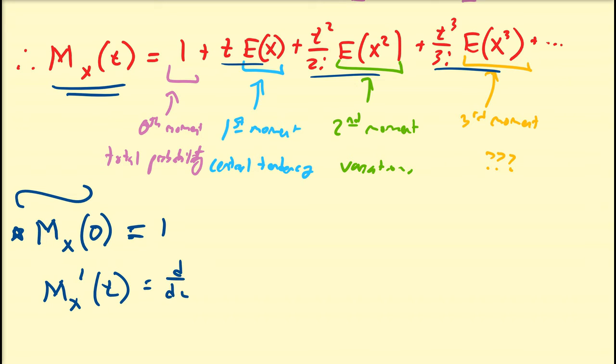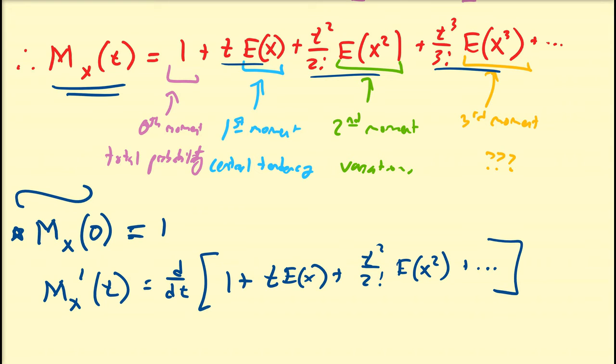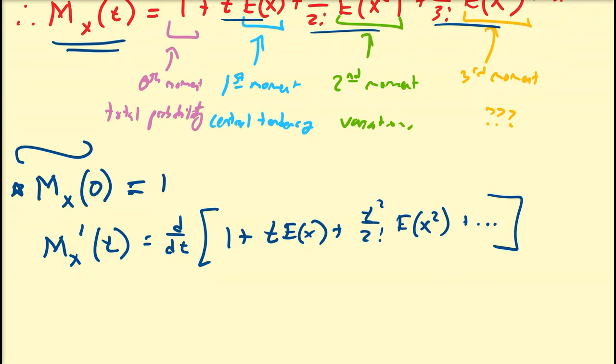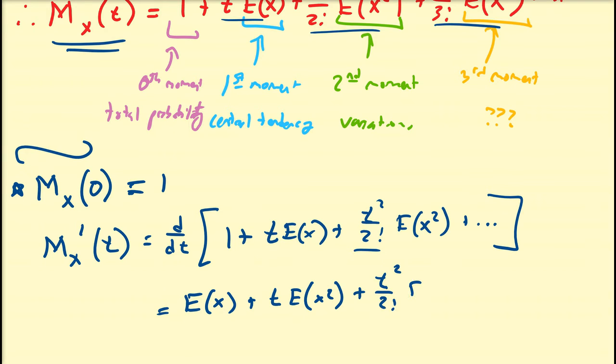So we're going to take the derivative with respect to t of 1 plus t e^x plus t squared over 2 factorial e^(x squared) plus and so on. Remember, we're differentiating with respect to t, so everything with x in it is a constant as far as t is concerned. So the derivative of t e^x is just going to be e^x. The derivative of t squared over 2 factorial is just going to be t, and we have the e^(x squared) there. And then if we look down the line, we'll have t squared over 2 factorial times e^(x cubed), and that pattern is going to continue onwards.